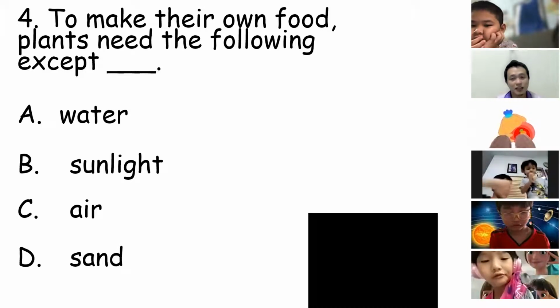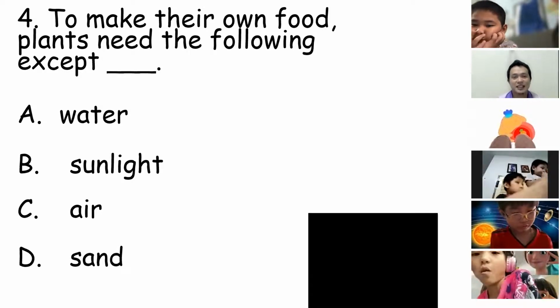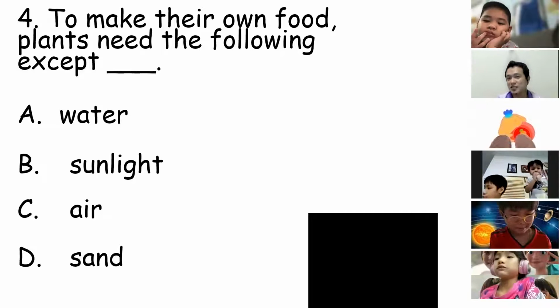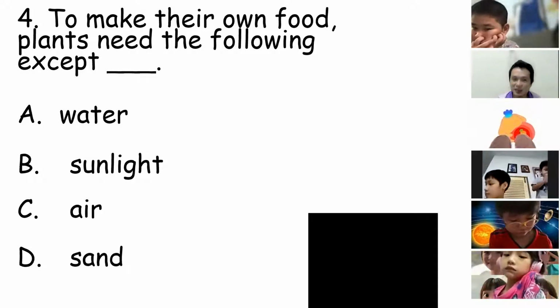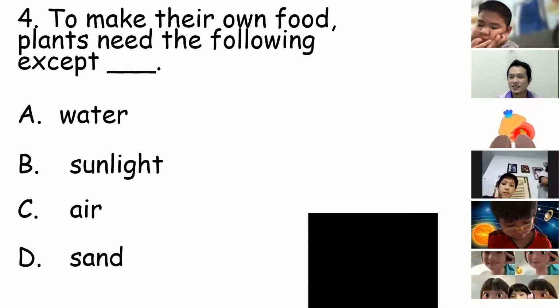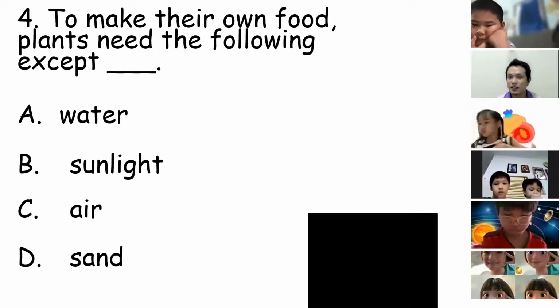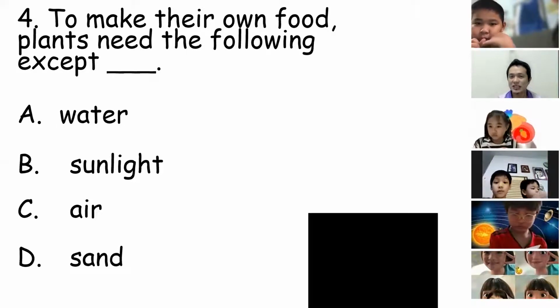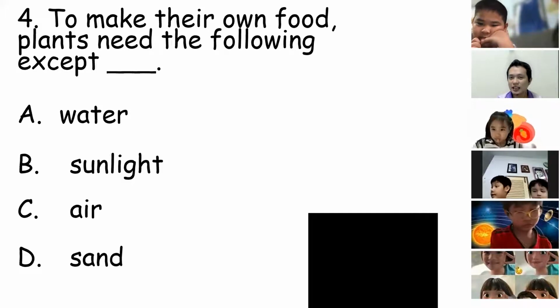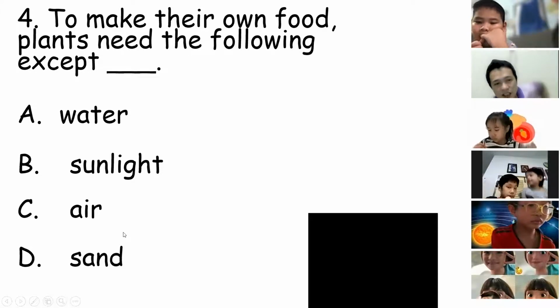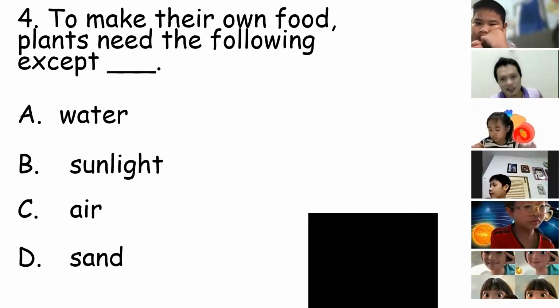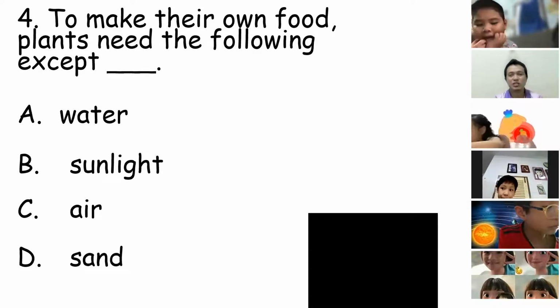The plants need water, right? Yes. The plants need sunlight as well. Yes or no? Yes. The plants need air. Yes or no? Yes. So letter D, the plants need sand to make food. No, no, no. So the answer is? Letter D. Like that. If you can read in the exam, in the tests, the word except, you have to think carefully, okay?